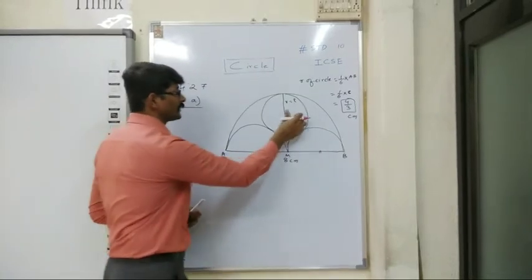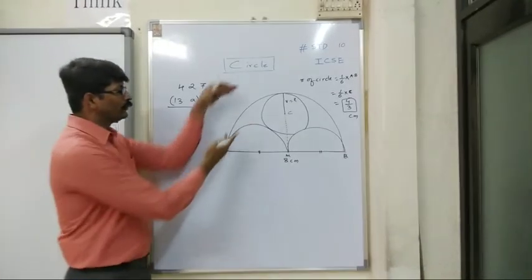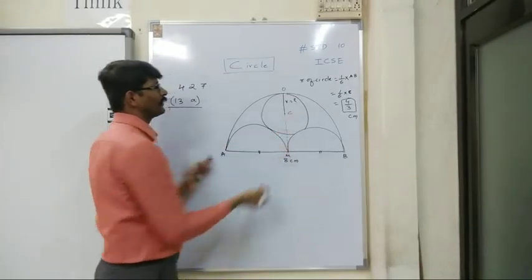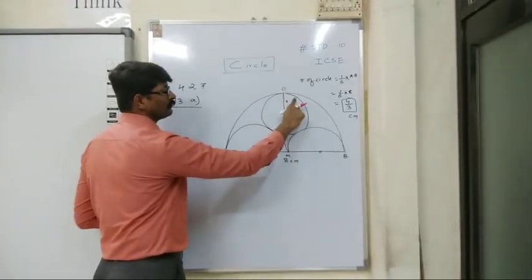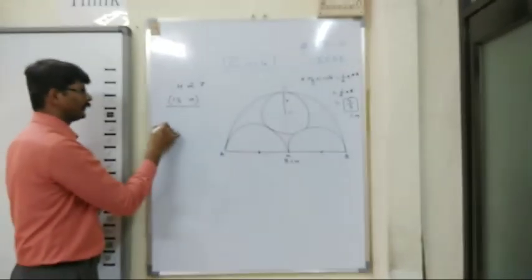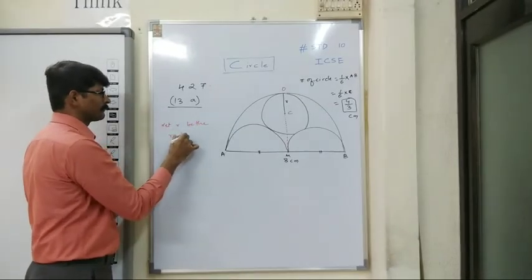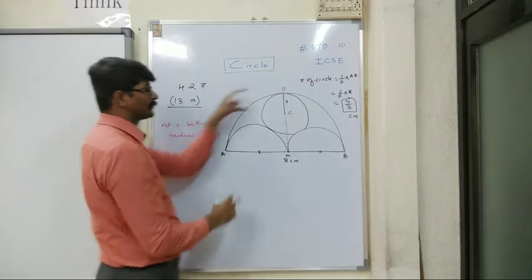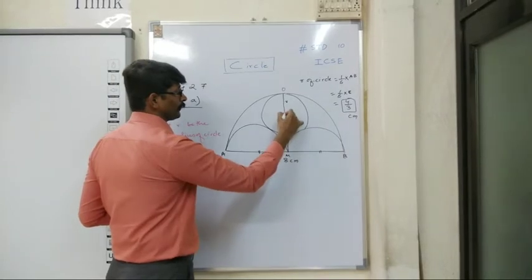With C as a center. And what we have to find is the radius of that particular circle. The radius of that particular circle we have assumed, let's say it's R. So let R be the radius of the circle. So we understood this is R. Obviously this will also be R.